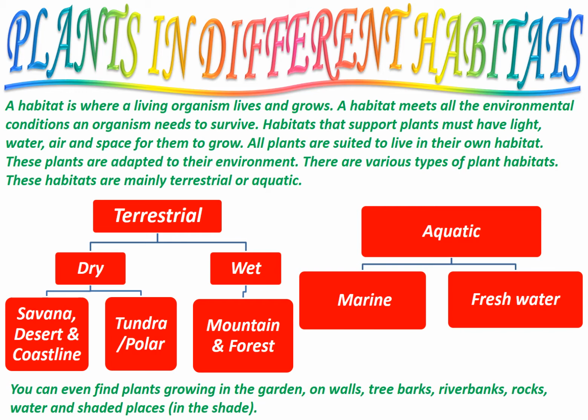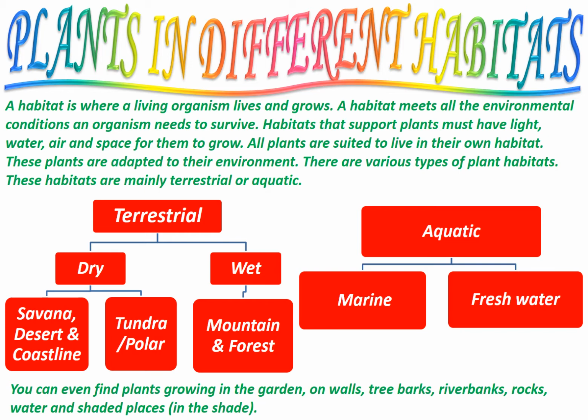There are different types of plant habitats. The two main ones are terrestrial and aquatic. In the terrestrial, we have the dry and the wet. In the dry, there is the savanna, desert, coastline, and tundra. And in the wet, there is the mountain and the forest. In the aquatic, there is the marine and the freshwater environments.